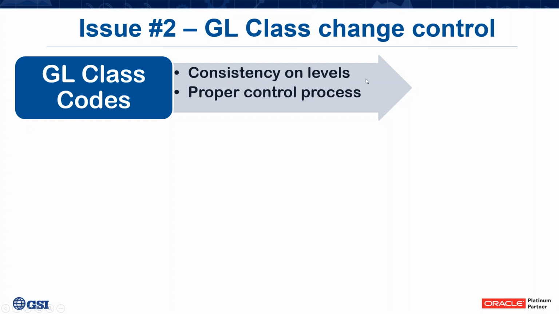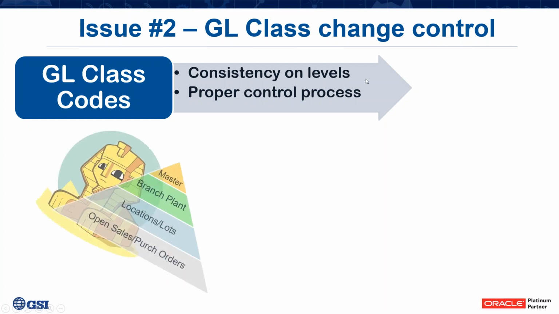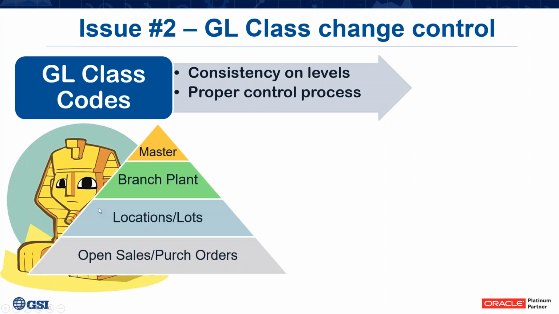So what do I mean by consistency on levels? Well, if we were to set up an item, it initially gets set up in something called the item master, and I'm sure most of you know this.